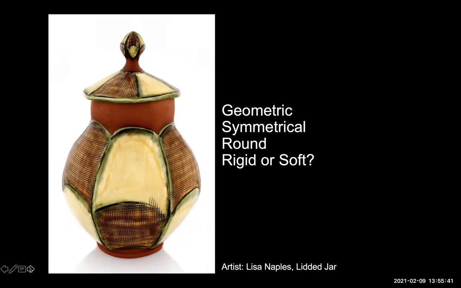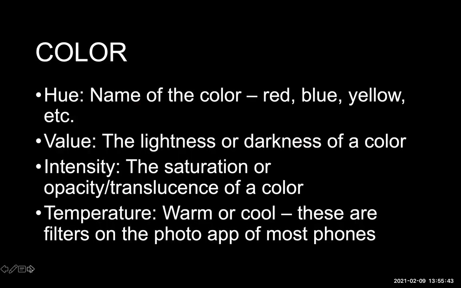Color. The hue is the name of the color, so red, blue, yellow, purple, etc. Value is the lightness or darkness of a color, how much black or white has been introduced into the color. Intensity is the saturation or opacity of a color. Temperature is warm or cool. These are often filters on phone apps.